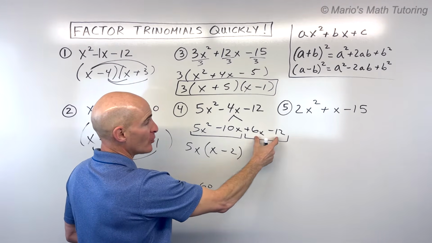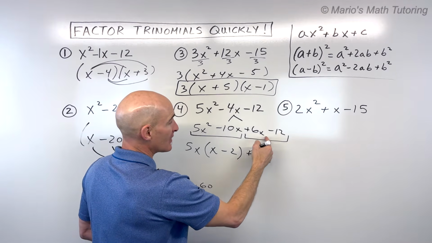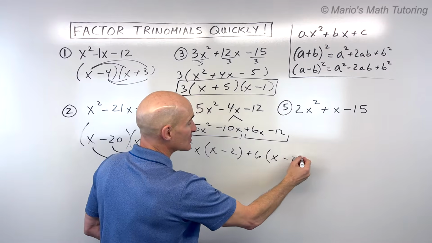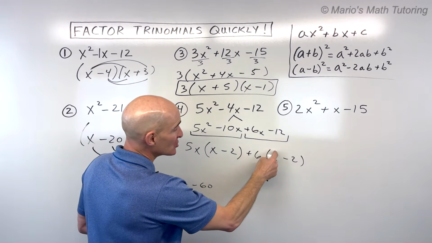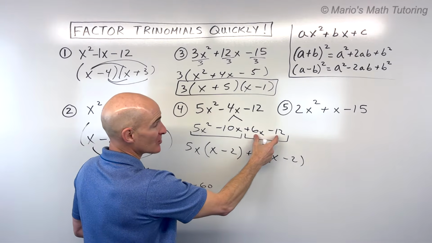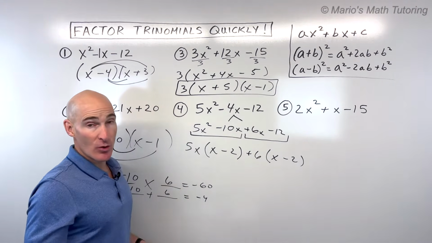What can I factor out of both of these last 2 terms? It looks like just a positive 6. And if I divide them both by 6, I'm left with x minus 2. Now, if at any point you're not sure if you're doing this right, just distribute back into the parentheses. You're going to see that you get this back. So we know we're on the right track.